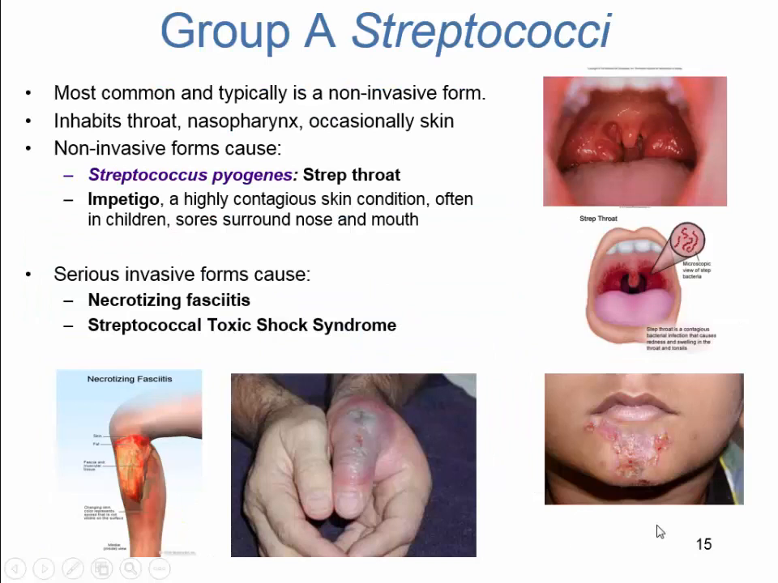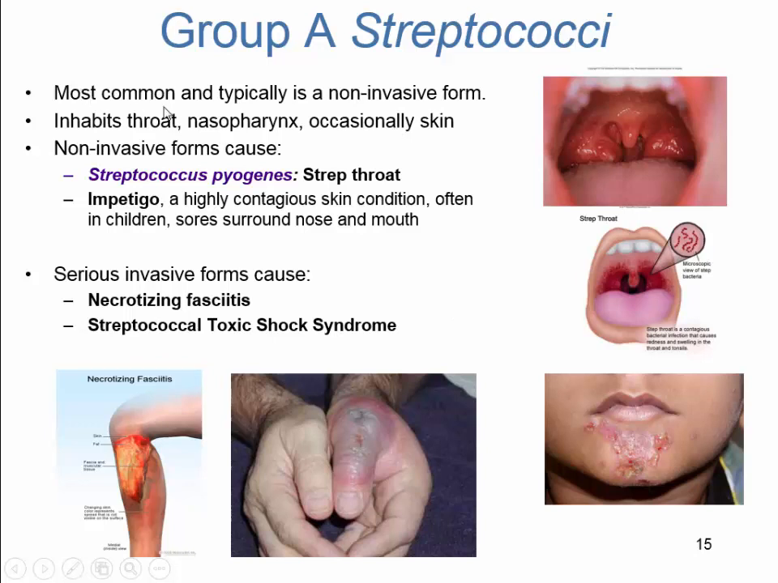So group A Streptococcus is that of Streptococcus pyogenes, the causative agent of strep throat. Streptococcus pyogenes can unfortunately lead to a very unpleasant skin condition such as erysipelas, and so you can see it here. It also, if it becomes invasive, can cause things like necrotizing fasciitis, shown in both of these images. Or, of course, it has its own version of a streptococcal toxic shock syndrome.